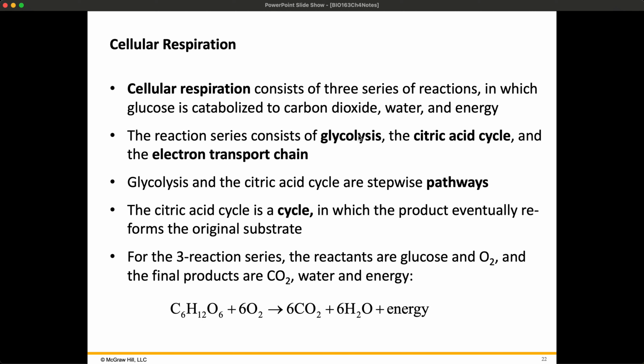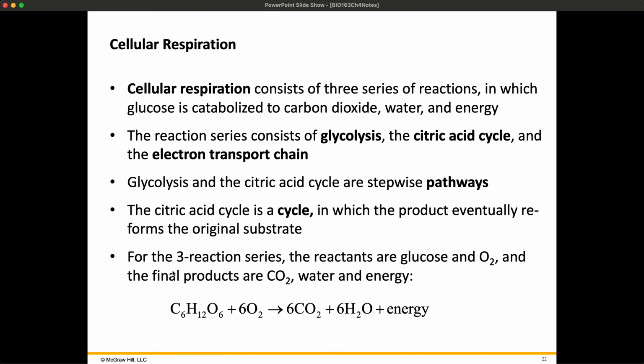So glycolysis, let this lysis inform you that it means splitting up. So glycolysis is the splitting up of glucose. Citric acid cycle, we'll see this is a cycle, so it's a constantly recurring recycling process. And the electron transport chain. So this is where we're actually going to have this chain, this little metabolic pathway, this connection of enzymes that are moving electrons from one to another, and in doing so, harnessing that energy that's being released through the rest of the pathways. These are stepwise pathways, meaning that one has to occur before the other can. The product of one is the substrate of the other. And again, with the citric acid, it's a cycle, so the product eventually reforms into the original substrate.